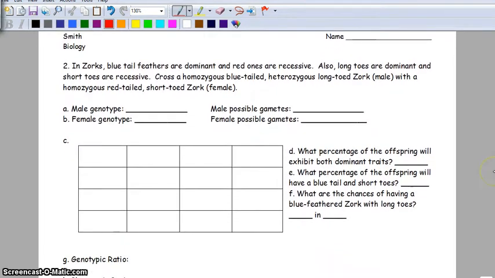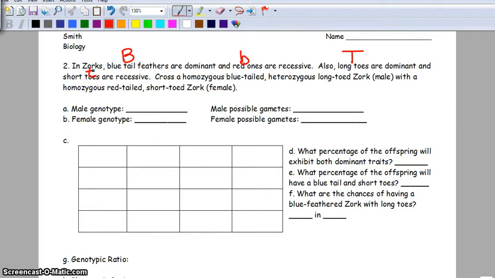All right, let's move on to number 2. In zorks, yes, that's a made-up bird, blue tail feathers are dominant over red ones. So we're going to give a big B for blue and a little b for red. Also, long toes are dominant and short toes are recessive. Actually, I'm going to use a T. It's a little bit easier than L's. So we're going to do long toes is a capital T and short toes is a lowercase t.